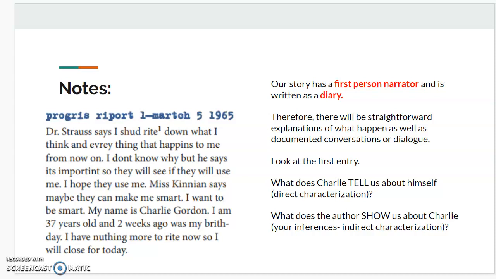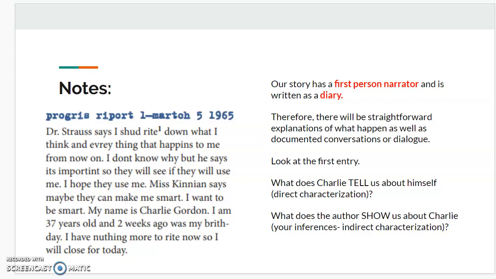So let's look at this first entry. It says Progress Report 1, March 5th, 1965. Dr. Strauss says I should write down what I think and everything that happens to me from now on. I don't know why he says it's important, but he says it's important, so they will see if they will use me. I hope they use me. Miss Kinnian says maybe they can make me smart. I want to be smart. My name is Charlie Gordon. I am 37 years old, and 2 weeks ago was my birthday. I have nothing more to write now, so I will close for today.